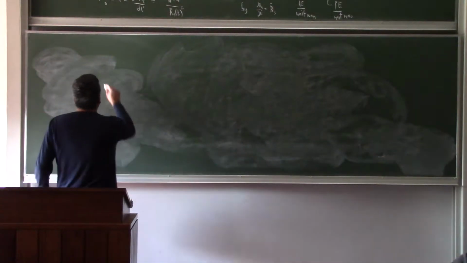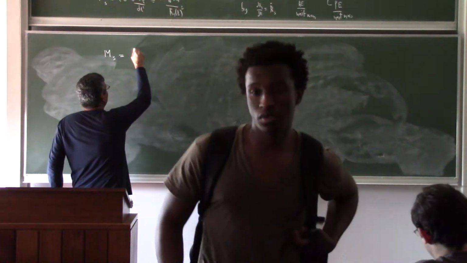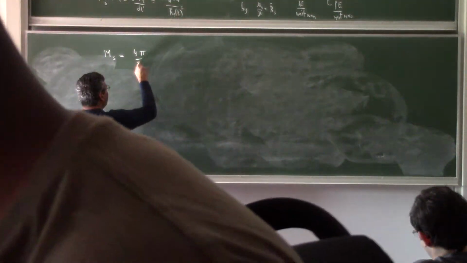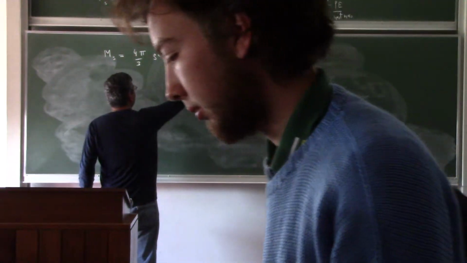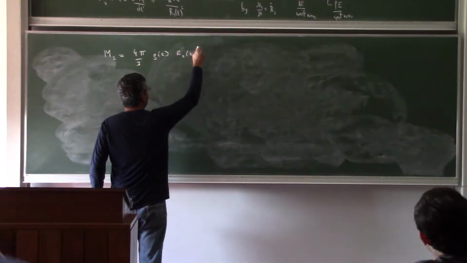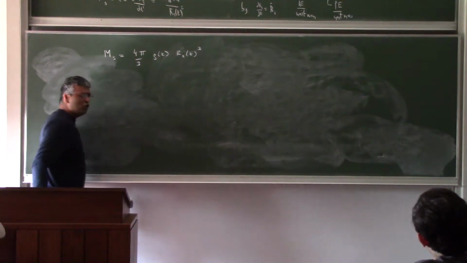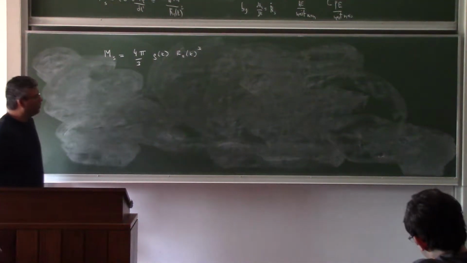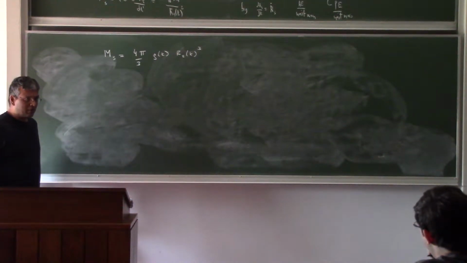So the total mass ms is 4 pi over 3 rho of t rs of t cubed. So 4 pi over 3 rs of t cubed is just the volume of the sphere, times the mass density. Okay?